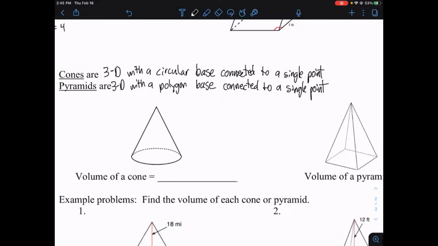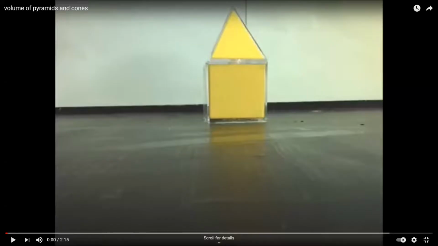Okay, and so to help understand the volume formula for these two shapes, I'm going to play a quick video. So let me switch my screens. Let me quickly get the light just to make it a little bit easier to see for the people here.